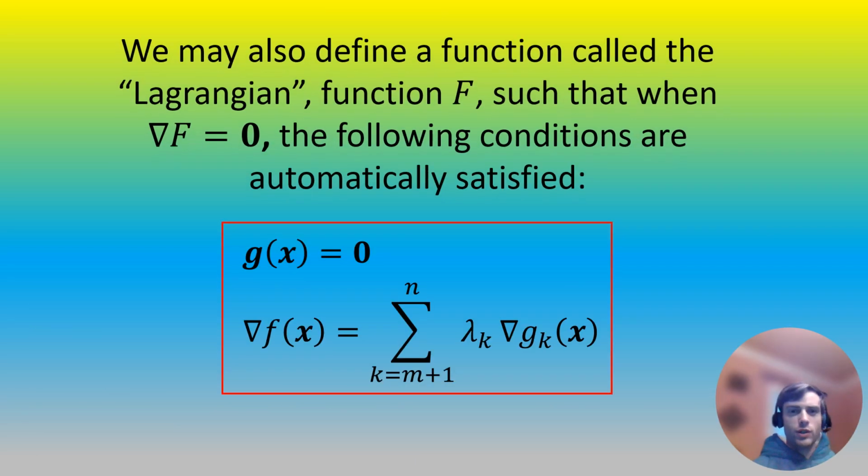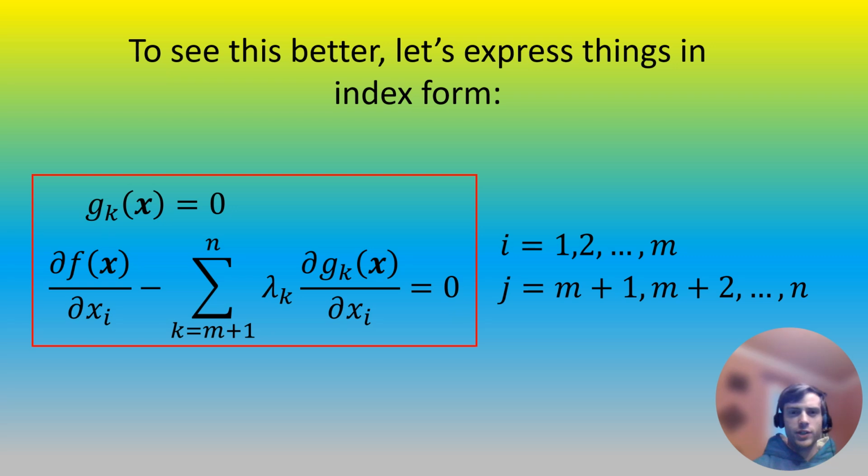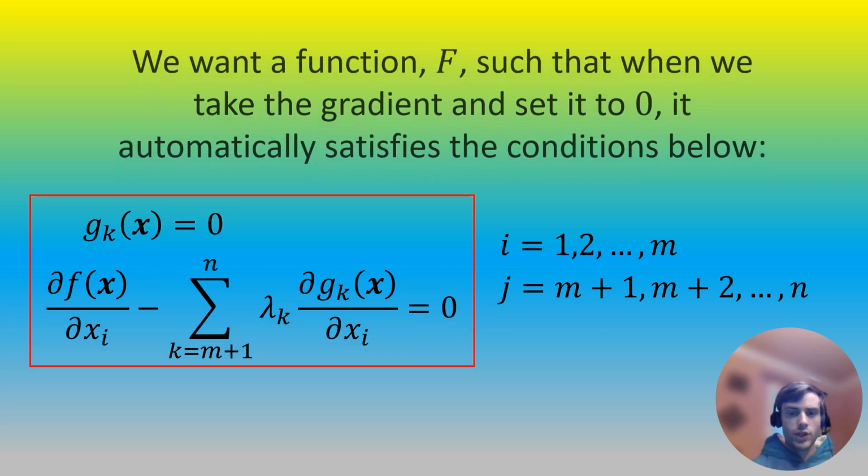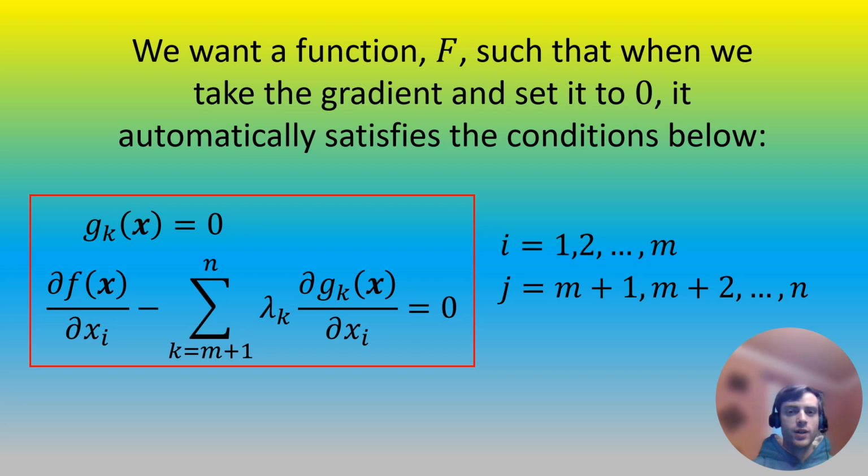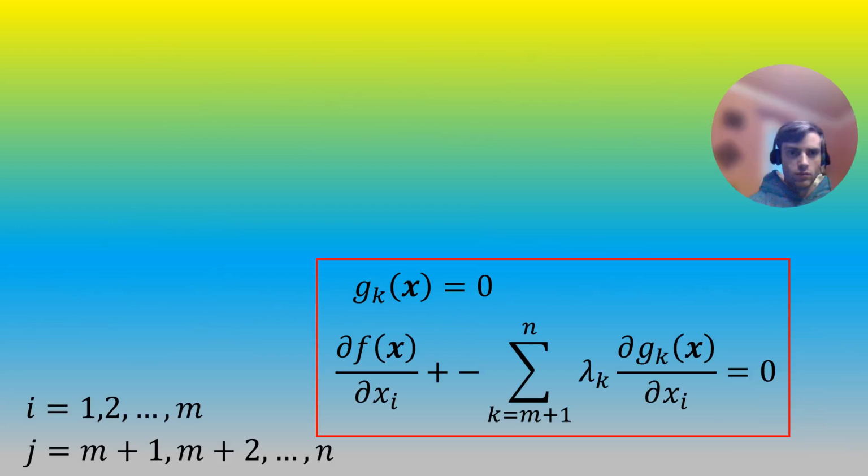So we may also define a function called the Lagrangian function, capital F, such that when the gradient of capital F is 0, the conditions are automatically satisfied. To see this better, let's express things back in index form. We want a function capital F such that when we take the gradient and set it to 0, it automatically satisfies the conditions in that box.